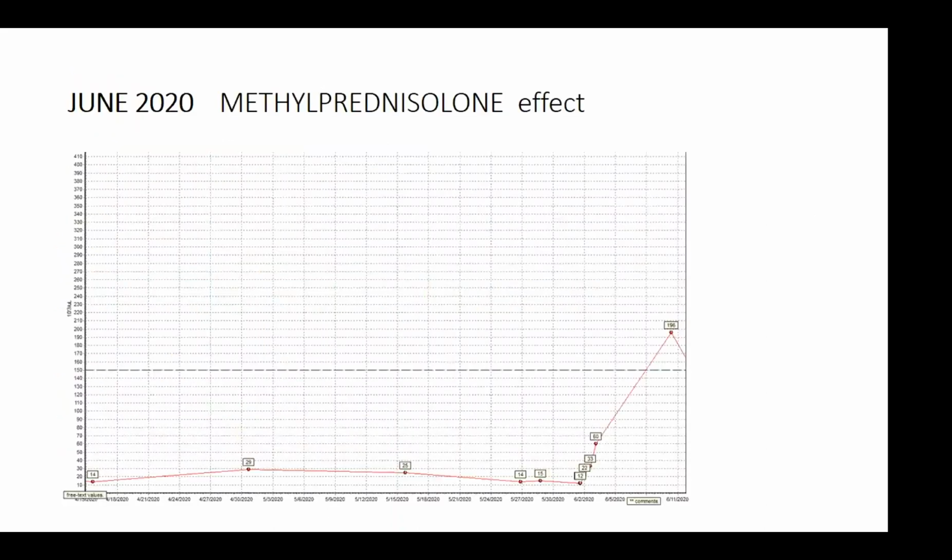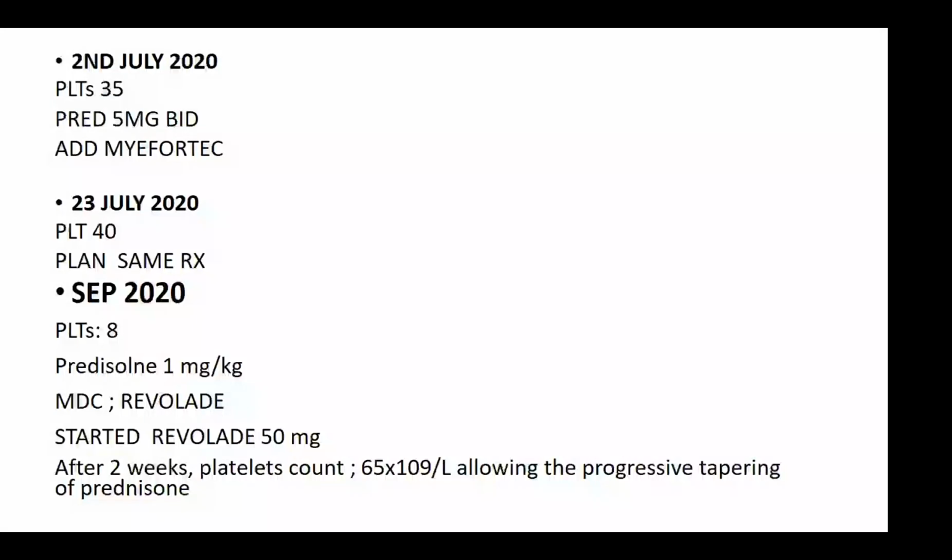So we started the steroid tapering, and this graph shows a rapid response to methylprednisolone. In June 2020, platelet count was 35, so we added mycophenolate to prednisolone 10 milligram. In July 2020, the platelet count was 40, and this is a safe level for this patient, so we kept the same treatment.